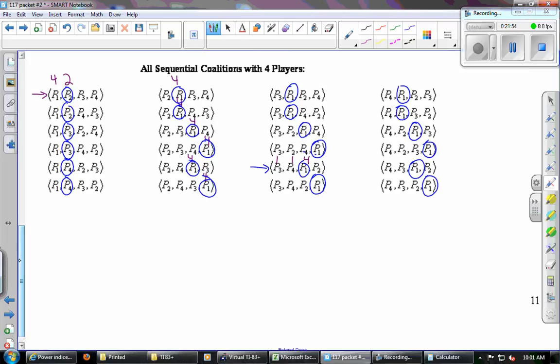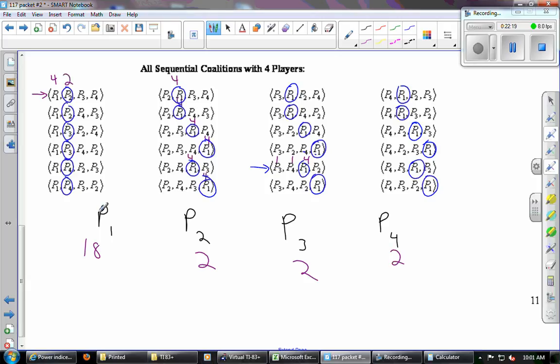And then once you've got all the circles, the rest is pretty straightforward, but you've got to make sure you do the rest. So doing the rest is the part where we find our fractions. So what we'll do is figure out how many times each player is circled. And if you count all the P1s that are circled, how many do you get? You get 18. How many times is P2 circled? Just twice. P3, also just twice. P4, just twice. And again, we want fractions or percentages.